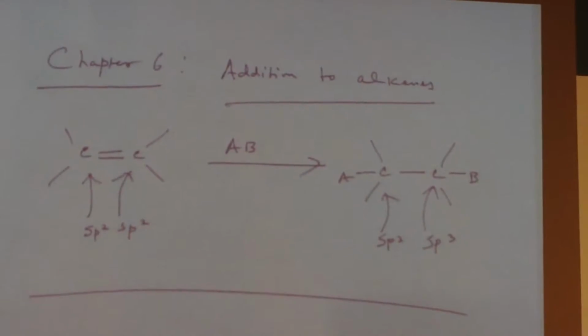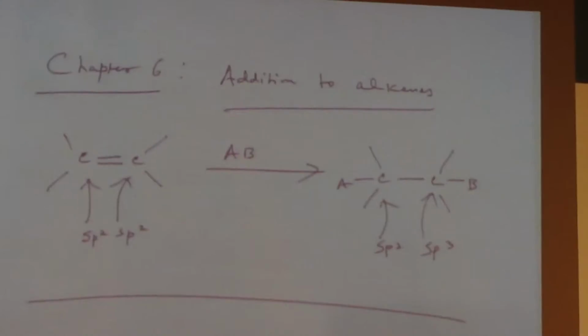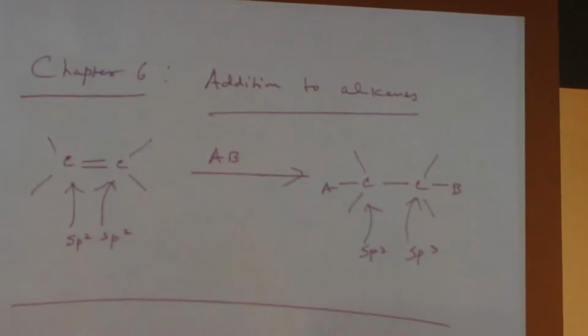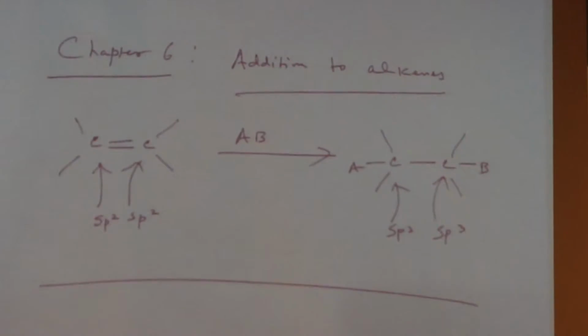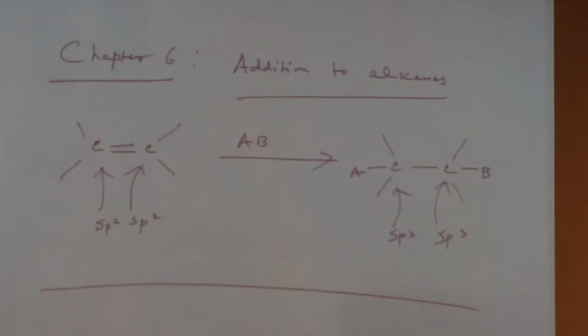And so let's start with hydrogenation. Hydrogenation is a process where both A and B are hydrogens that are added to the carbon-carbon double bond.